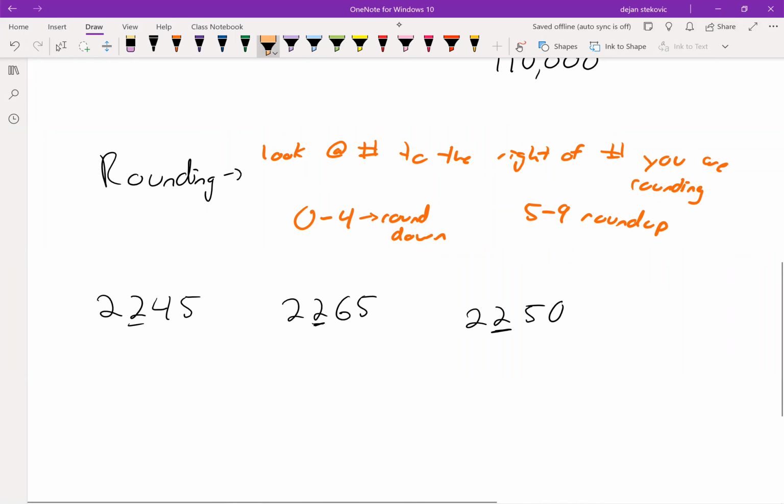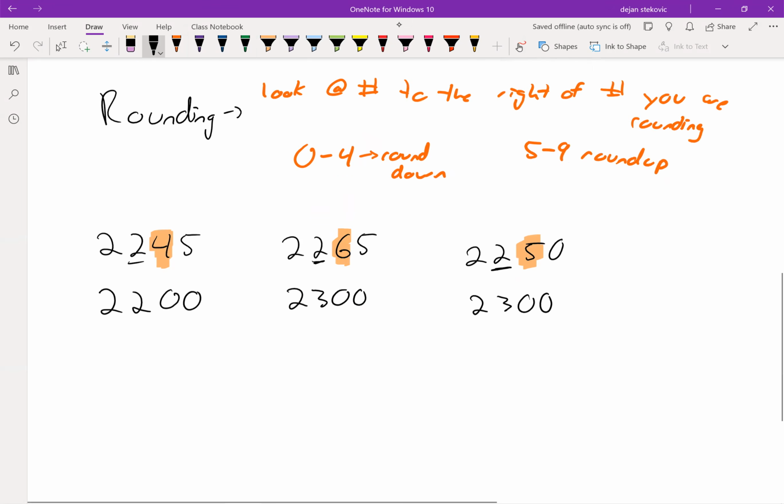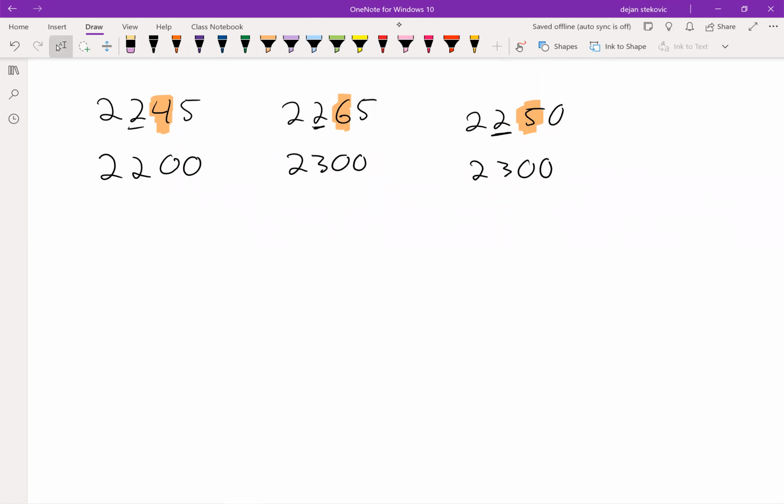Okay, so I've underlined our uncertain digit, right? So this is our uncertain digit. What we're going to do is take a look at the number to the right of it. That is a 4. So we're going to round that down, and we're just going to keep the 2 as it is. That would become 2,200. This number right here, the number to the right of our uncertain digit is now above 5. So we would round that 2 up. So this would become 2,300. For this next one, the number to the right of it is a 5. That also rounds up, so it's 2,300 again, right? So basic rules of rounding shouldn't be too difficult.